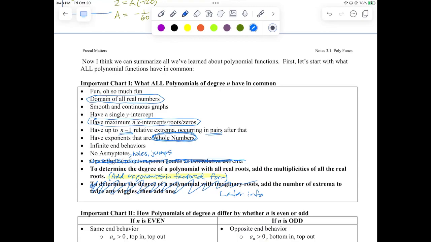And then the last part talks about imaginary roots. We haven't really done that yet, so you can just scratch that out. I scratched it out with a highlighter. That almost means the opposite of scratching it out. It means highlighting it. I'll just scratch it out. That's later info. Okay, so don't worry about the one wiggle. Don't worry about that. So that's what all polynomials have in common.